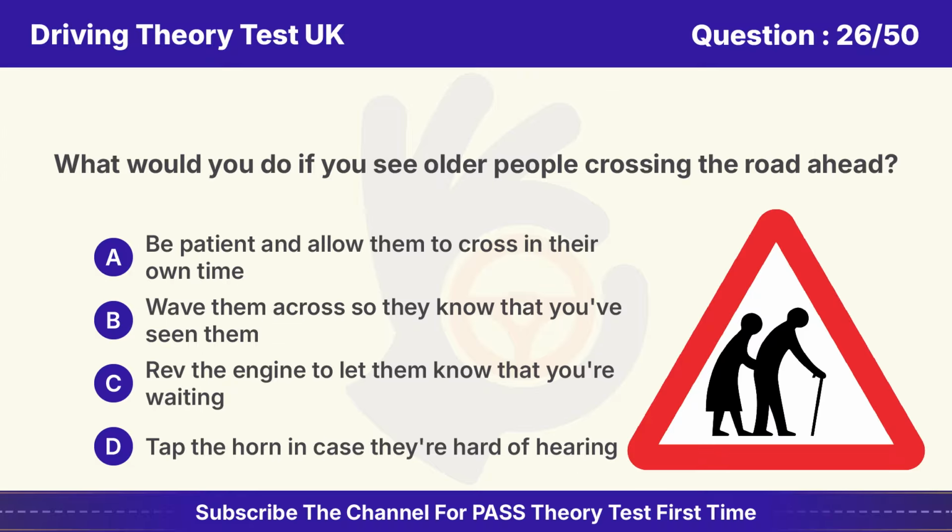Question 26. What would you do if you see older people crossing the road ahead? Option A. Be patient and allow them to cross in their own time. B. Wave them across so they know that you've seen them. C. Rev the engine to let them know that you're waiting. D. Tap the horn in case they're hard of hearing.